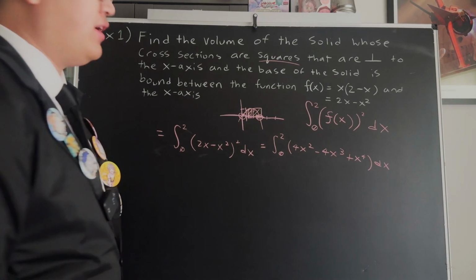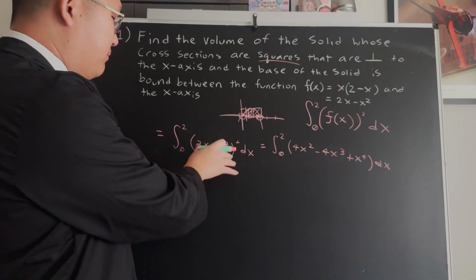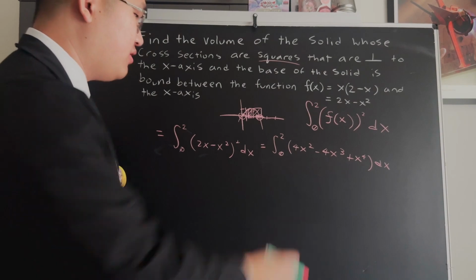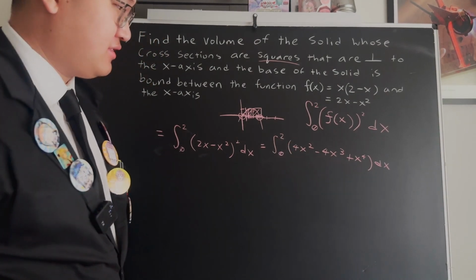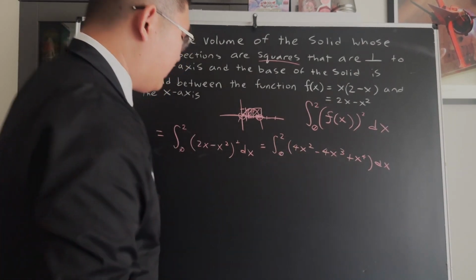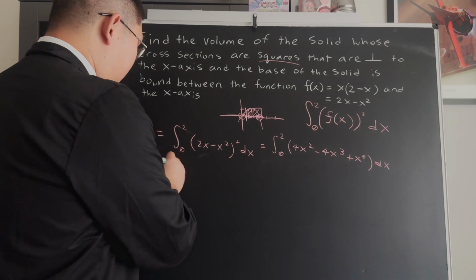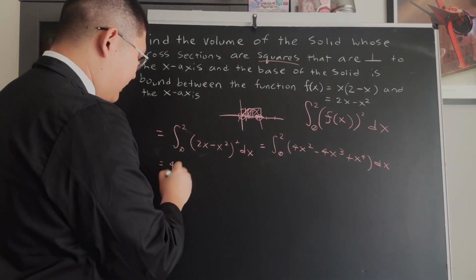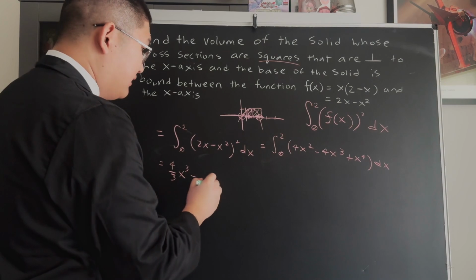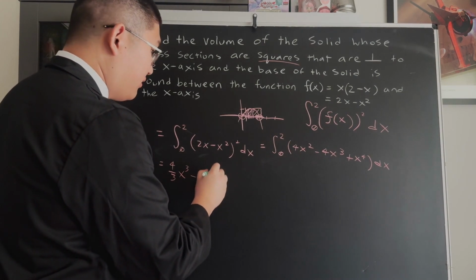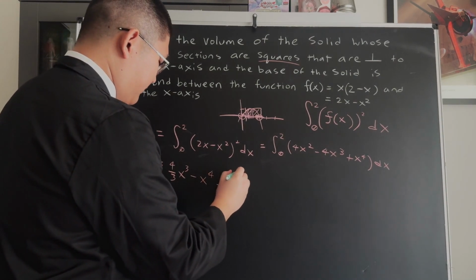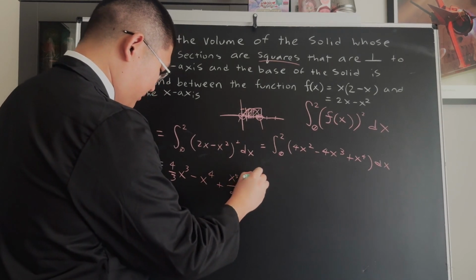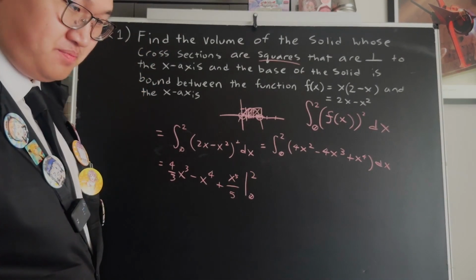So keeping track of all of our algebraic rules on being able to distribute that squared across the 2x minus x squared will result in something like this. Then from here, we can just go across and simply integrate across each of those terms. So we end up with 4 over 3 x to the third minus a simple x to the fourth plus x to the fifth over 5. And we are evaluating the limits from 0 to 2 as before.